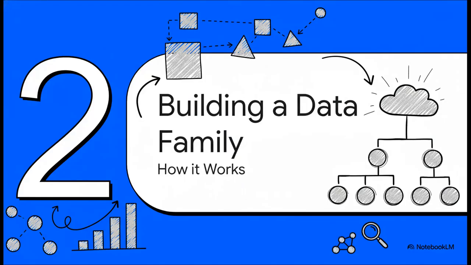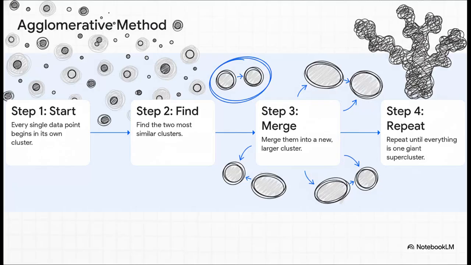So how do we actually build one of these intricate family trees? Well, it's a surprisingly elegant process, really. It works step by step, building from the ground up. The most popular method is called agglomerative, which is just a fancy word for building up. Imagine you dump a giant box of Legos on the floor. At first, every single brick is its own little cluster.